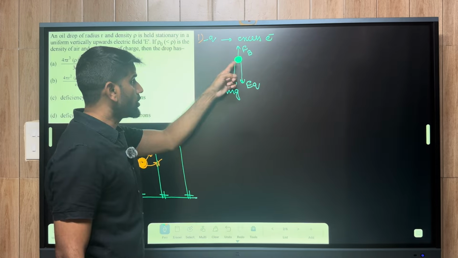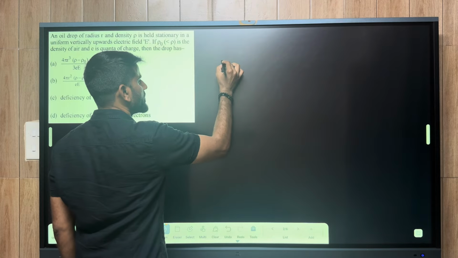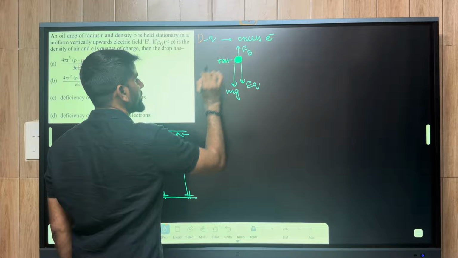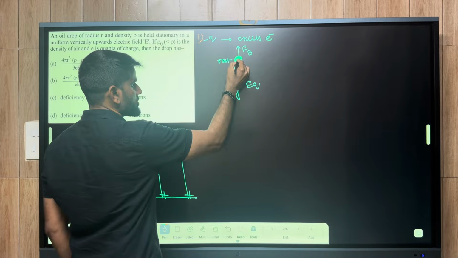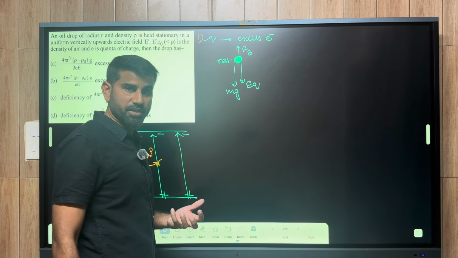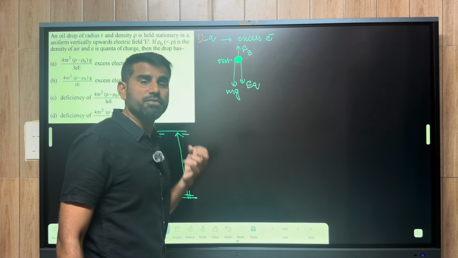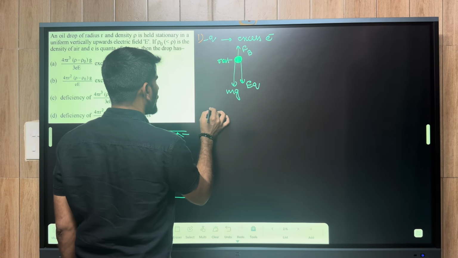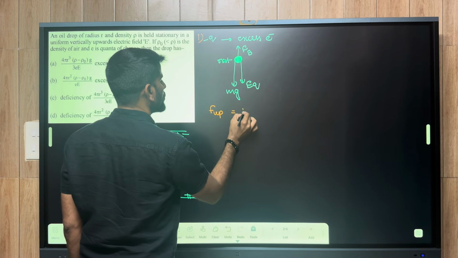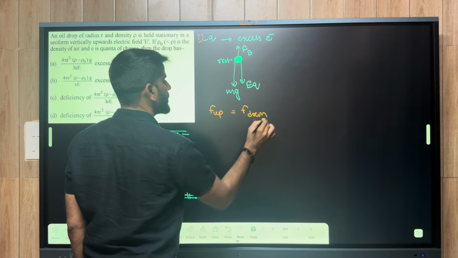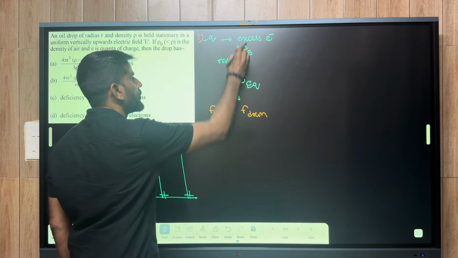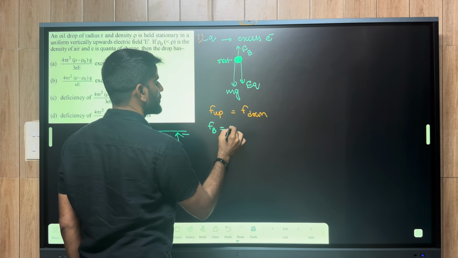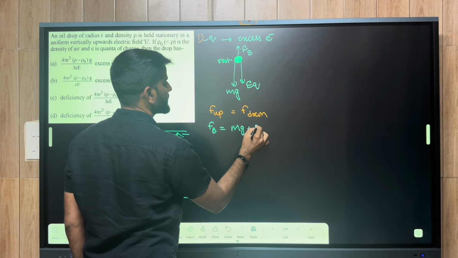Now, as the oil drop is at rest, the net force on it is 0, which is possible only when the forces are balanced. That means F upward is equal to F downward. The upward force is the buoyancy force, FB, which is equal to the downward force, mg plus eq.